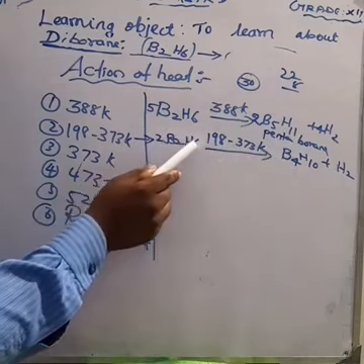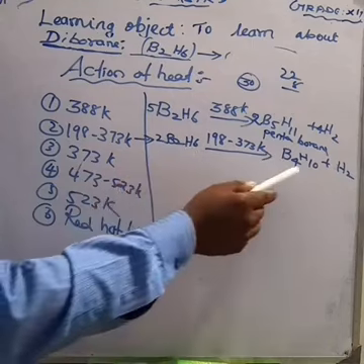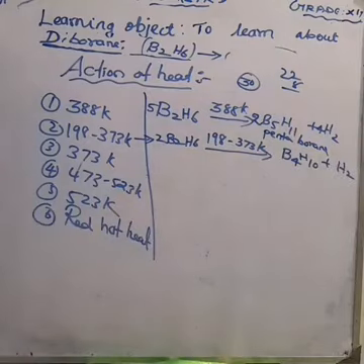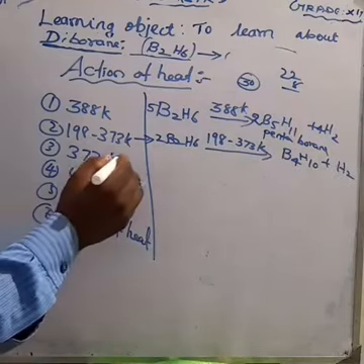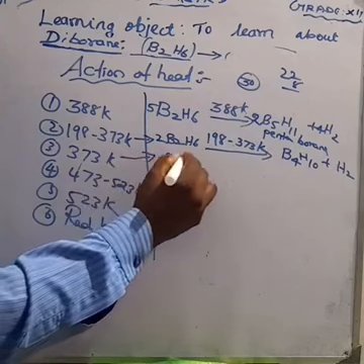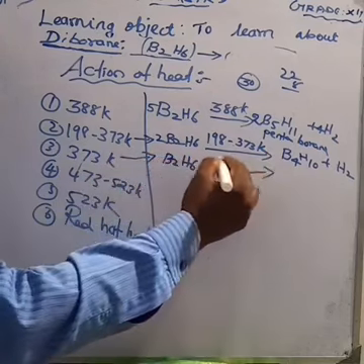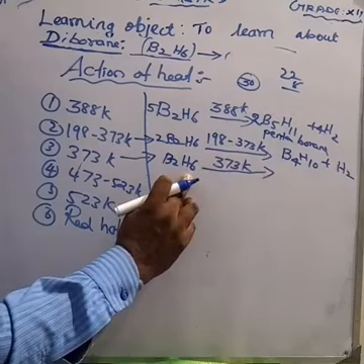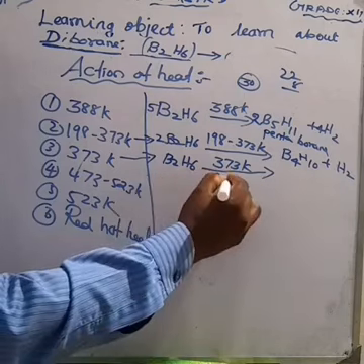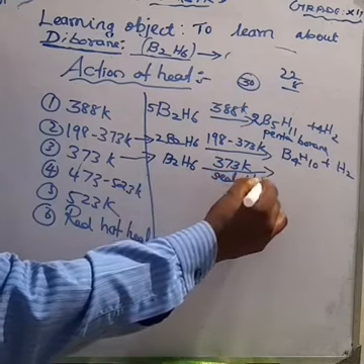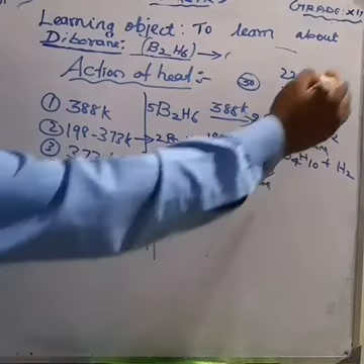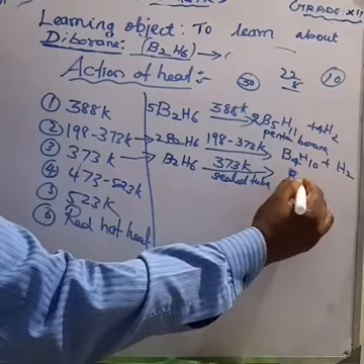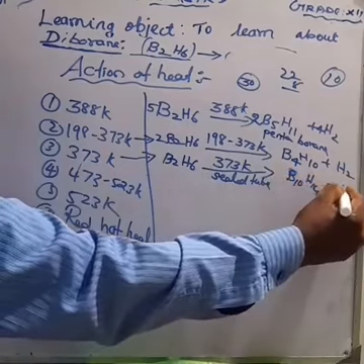Next one, hydrogen. What about the hydrogen? 6 here, 6 into 2 is equal to 12 hydrogen. The product side also has 10 plus 2. That is also balanced. The third reaction: diborane, that is B2H6, on heating at 373 Kelvin in a sealed tube. Sealed tube means closed tube. We get decaborane. Deca means 10, B10H14 plus H2.